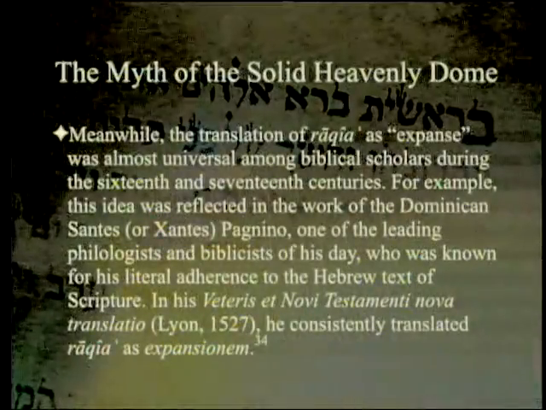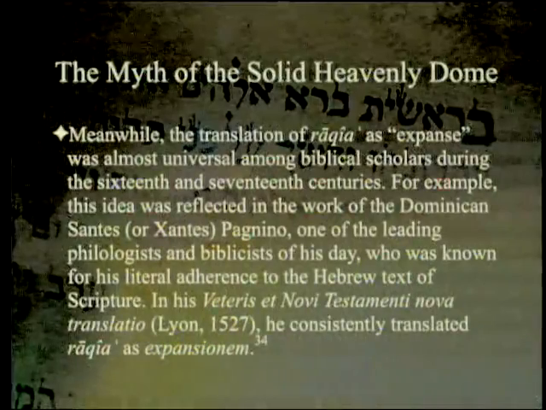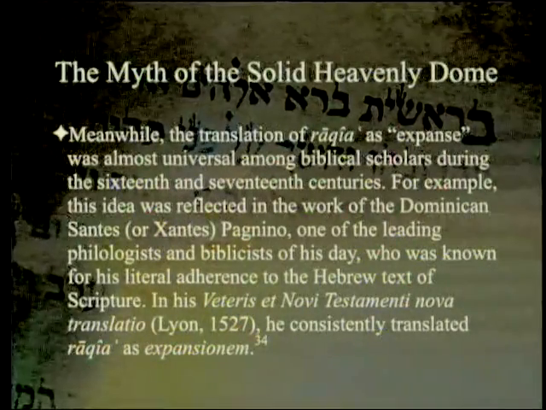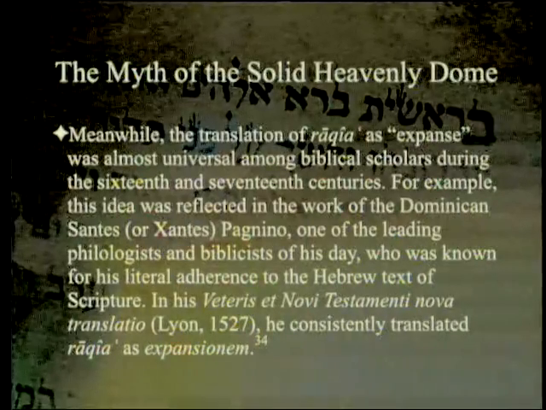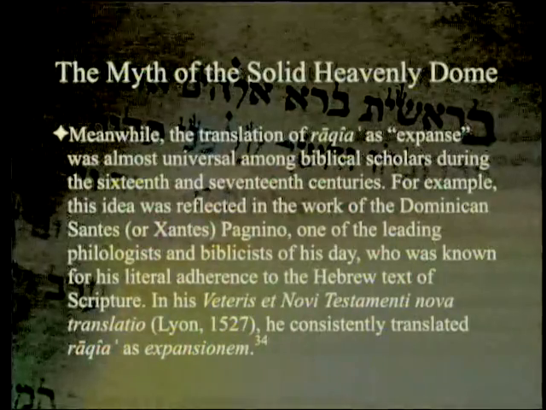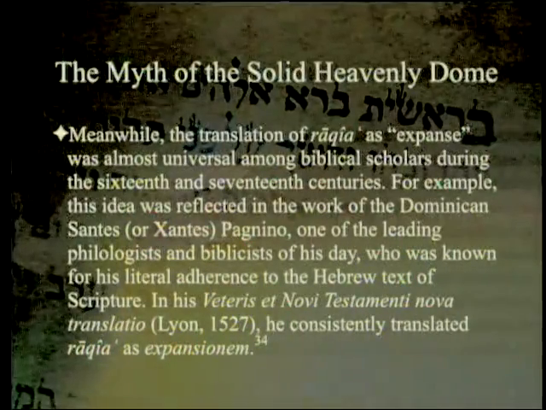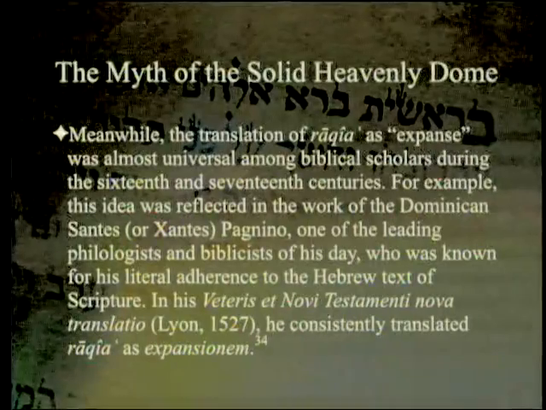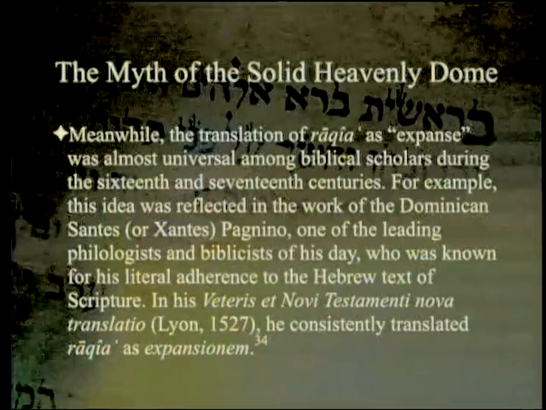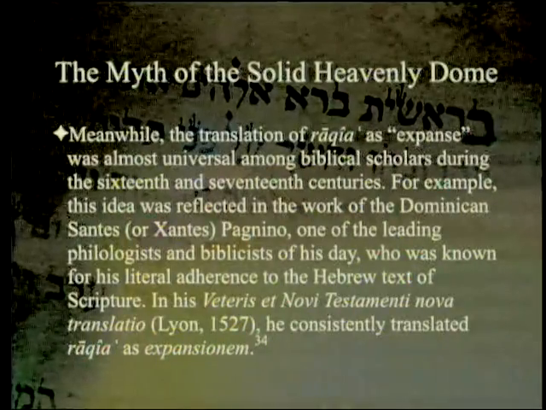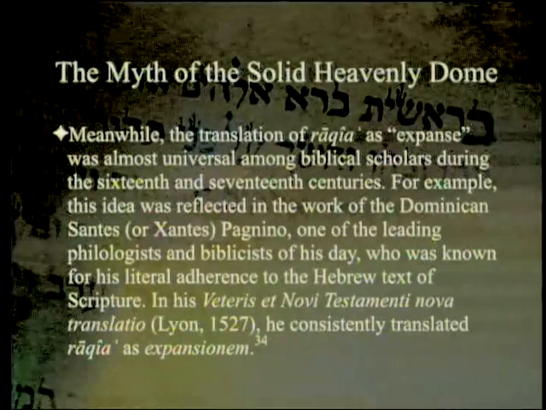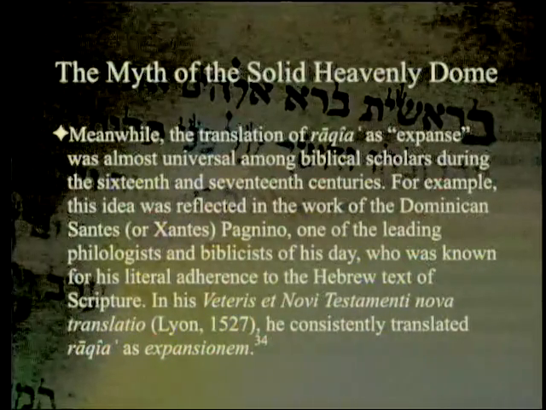Meanwhile, the translation of rāqîaḥ as expanse was almost universal among biblical scholars during the 16th and 17th centuries. For example, this idea was reflected in the work of the Dominican Santes Pagnino, one of the leading philologists and biblicists of his day, who was known for his literal adherence to the Hebrew text of Scripture. In his Veteris et Novae Testamenti Nova Translatio, Old and New Testament's new translation, he consistently translated rāqîaḥ as expansionem.